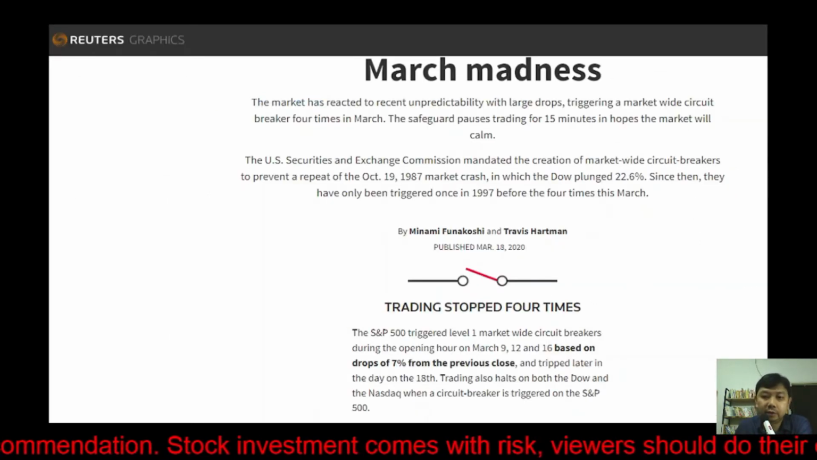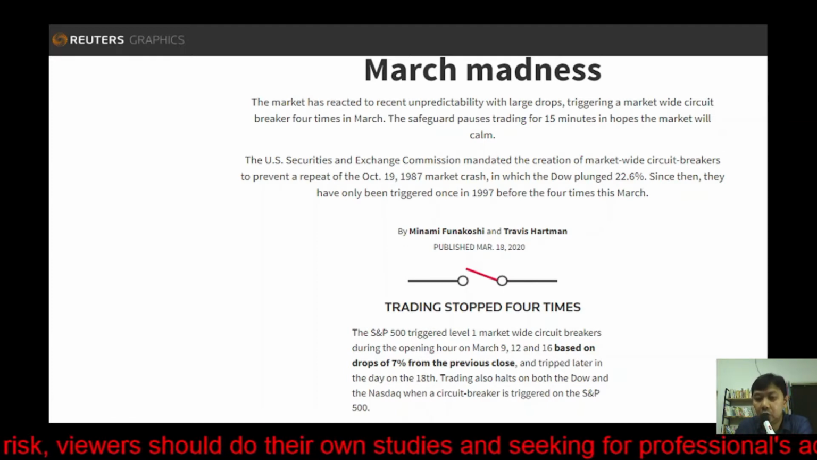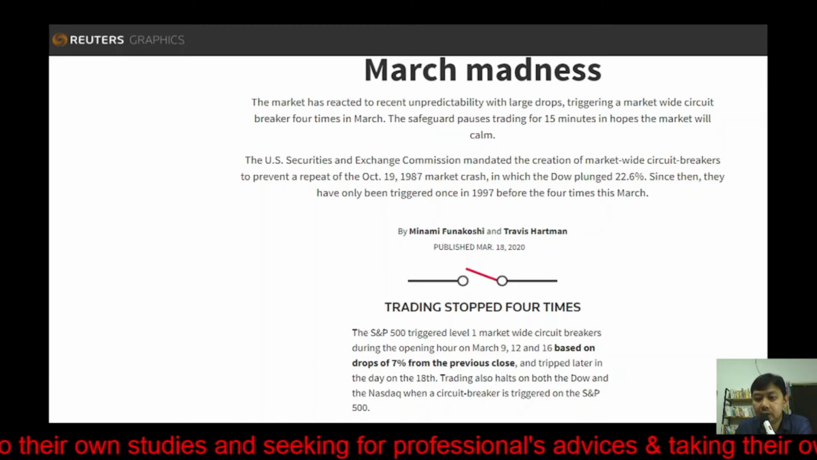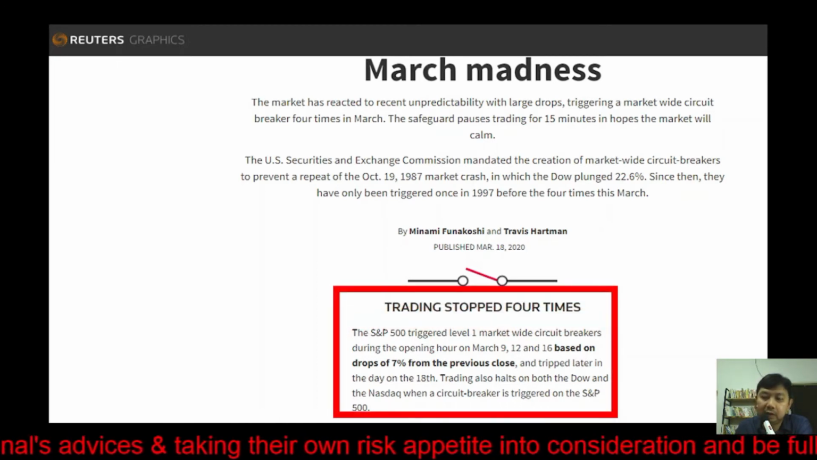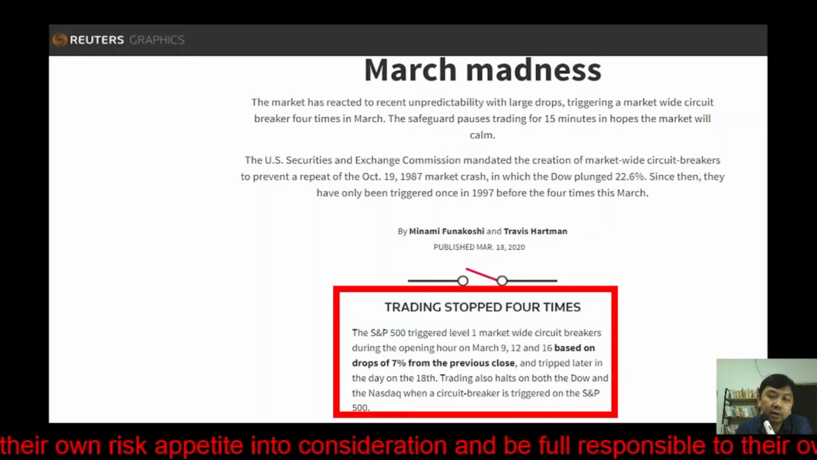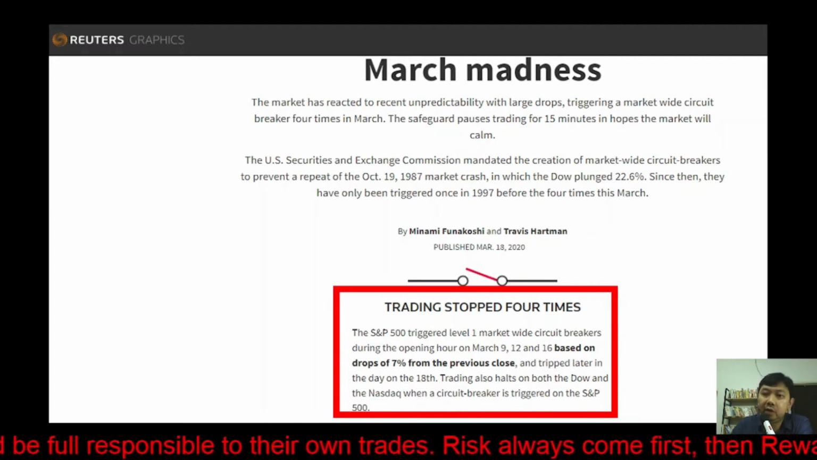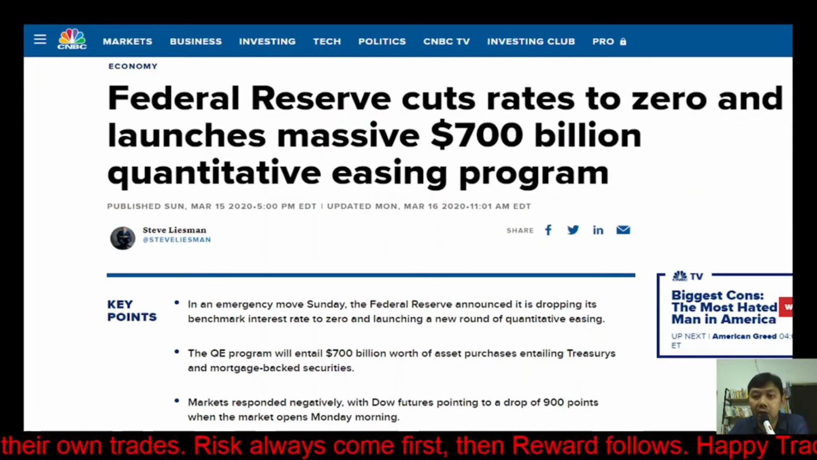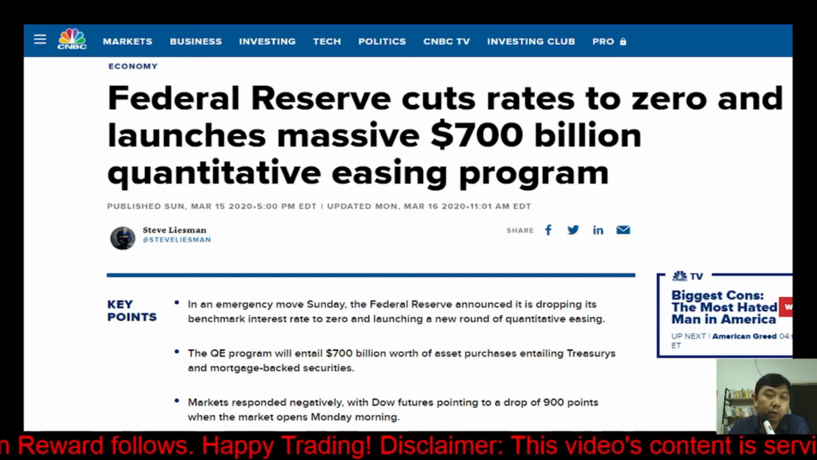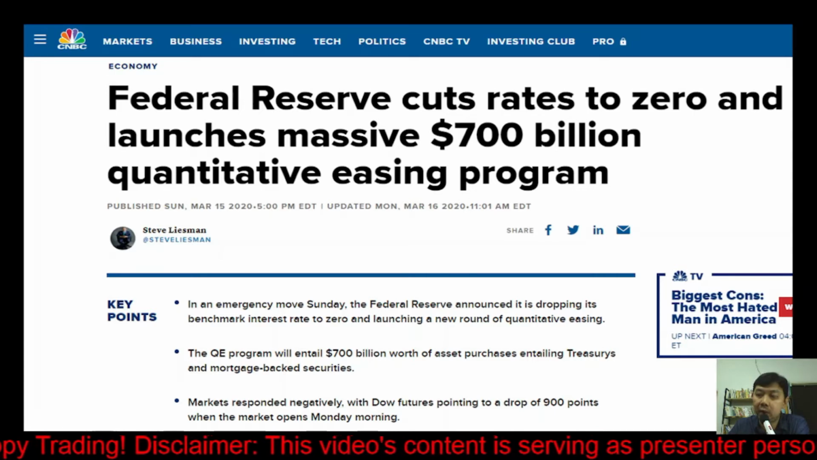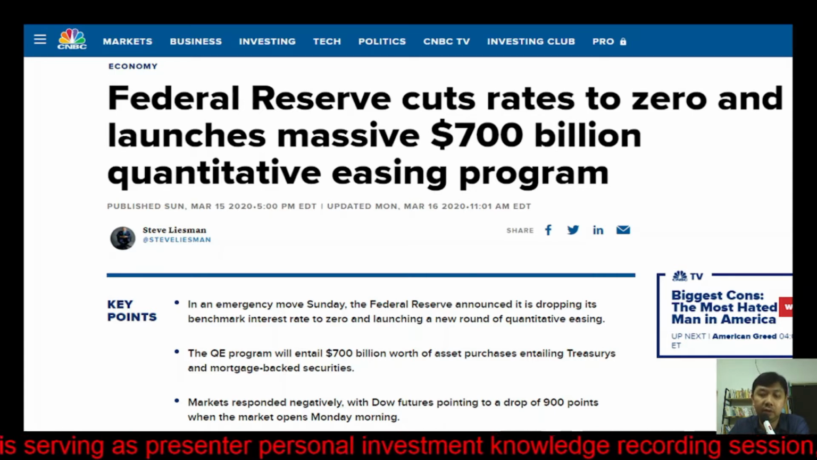Because the circuit breakers were hit in the S&P 500 four times continuously back in March 2020. So you can see that it hit the circuit breakers 4 times in March 2020. That's why the Federal Reserve triggered the QE program of 700 billion and cut the interest rate to 0. This is big news. That's why the balance sheet and the S&P 500 moved up so fast and fierce.